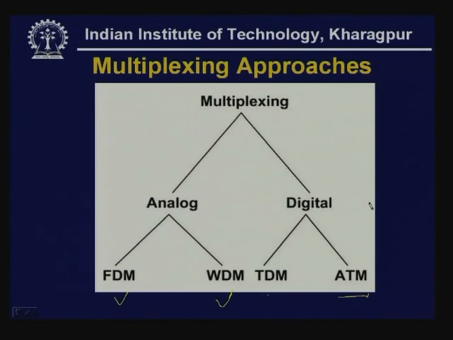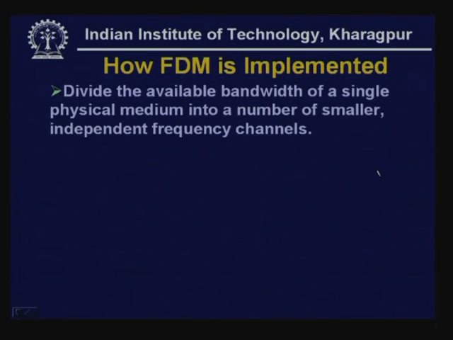So, this approach, the frequency division multiplexing, makes use of analog modulation techniques, and time division multiplexing makes use of the encoding techniques that we have discussed. Let us see how the frequency division multiplexing is implemented.